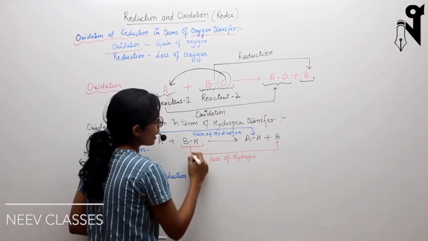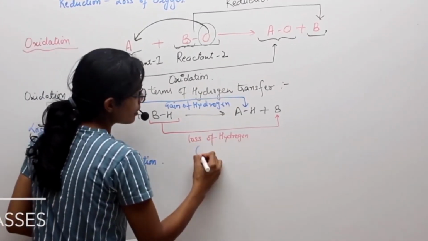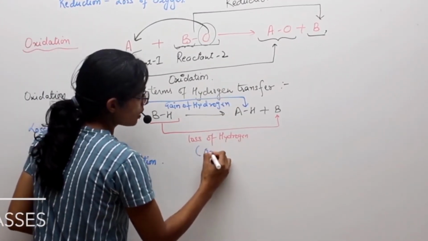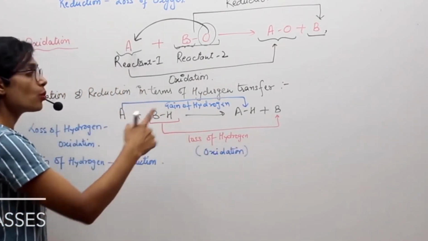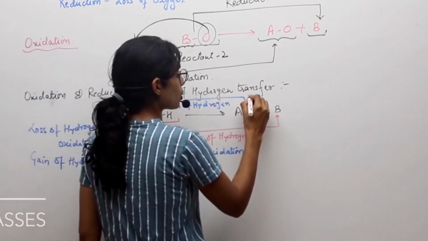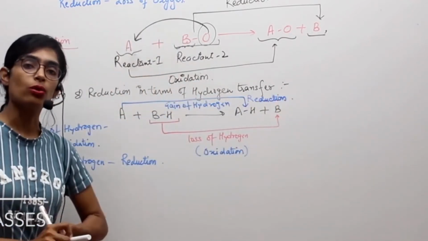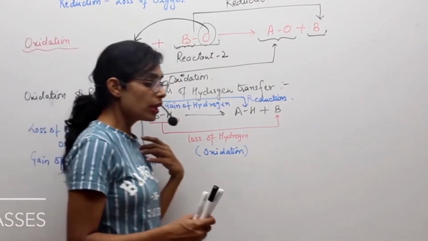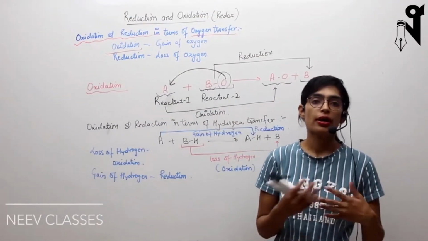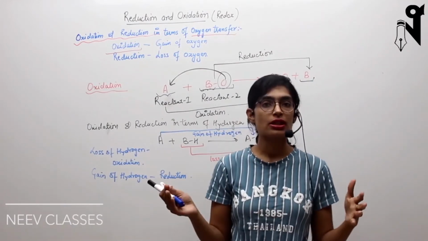So loss of hydrogen, that means when conversion from BH to B is happening, this will be called oxidation, whereas conversion of A to AH will be called reduction. This is in terms of oxygen and hydrogen only. So that means when we talk about reactions where there is transfer of oxygen and hydrogen, only those reactions can be categorized into redox reactions, or reduction and oxidation reactions?